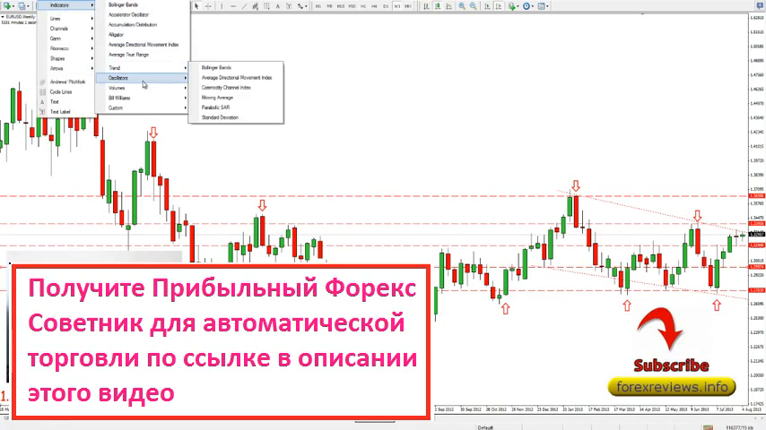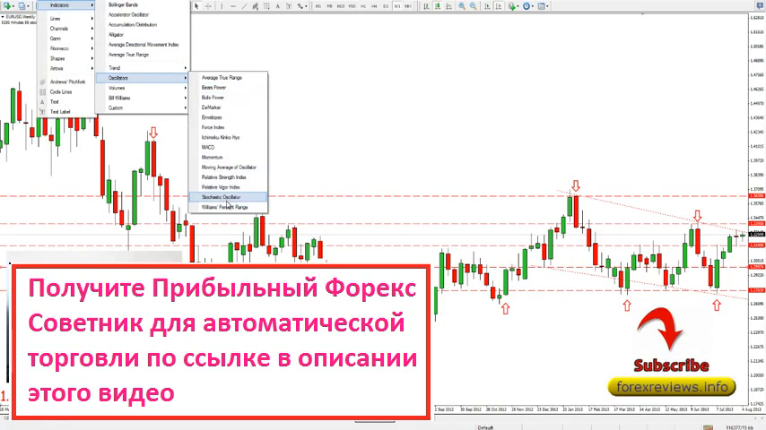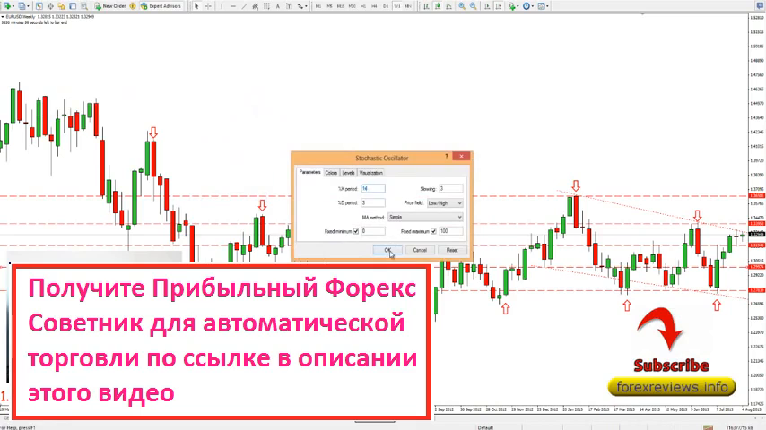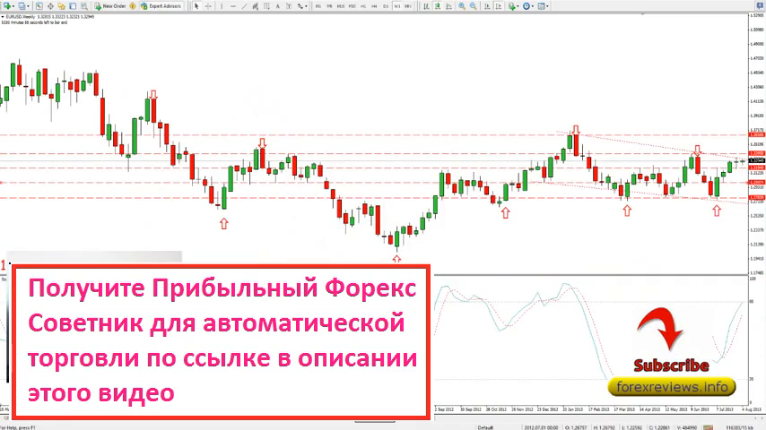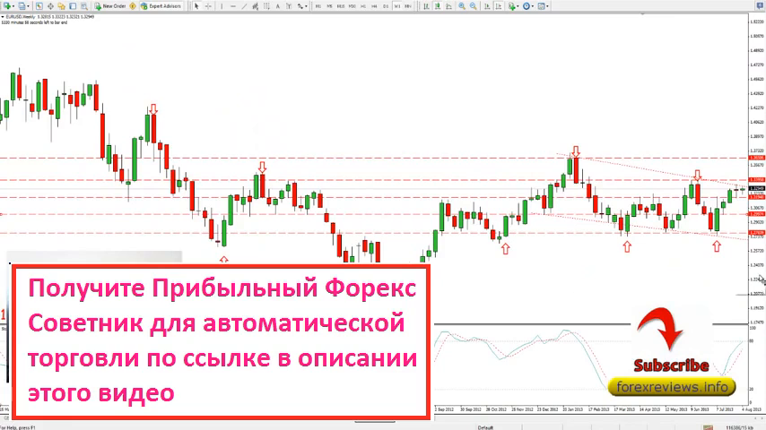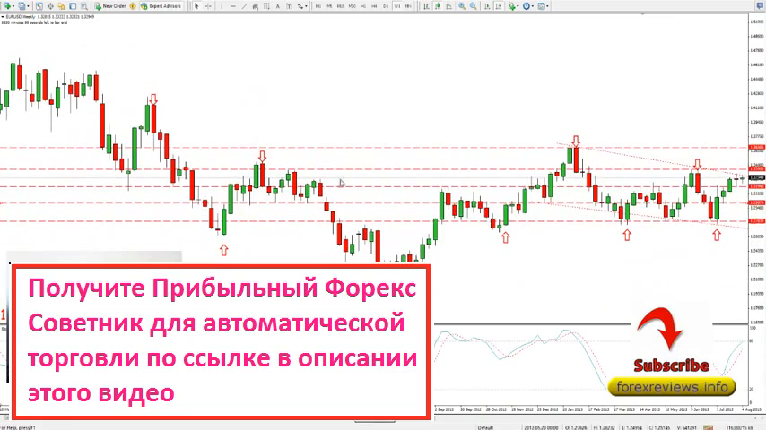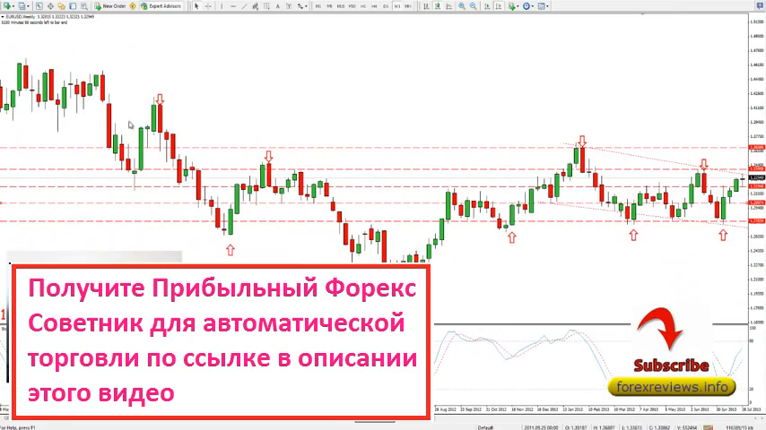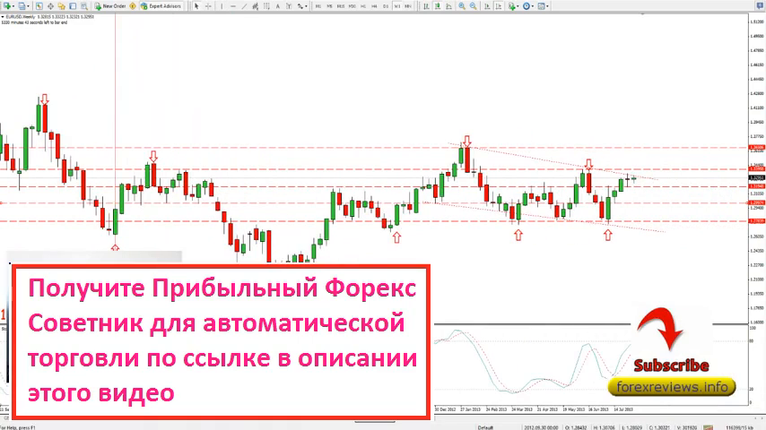So let's say you want to use a stochastic. Say you're a stochastic person. Just use the average one that they've provided. What you can do is, see, if you use a stochastic, you're only going to be taking these signals here like this, or this one didn't even line up. So, this one here.